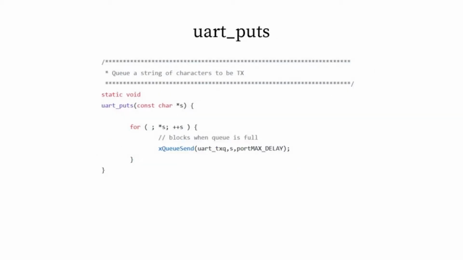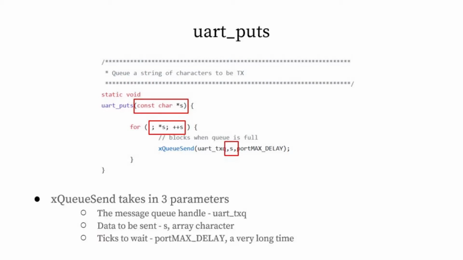Now, let's look at the UART puts function, which is not from the libopencm3 library. Instead, it is a custom function that takes an array of characters and loops through every character and sends them into the message queue through the xQueueSend function. This function takes in 3 parameters: the message queue handle, which is UART_TXQ that is created earlier, the data to be sent, in this case the array character, and finally the ticks to wait in the case that the message queue is full.